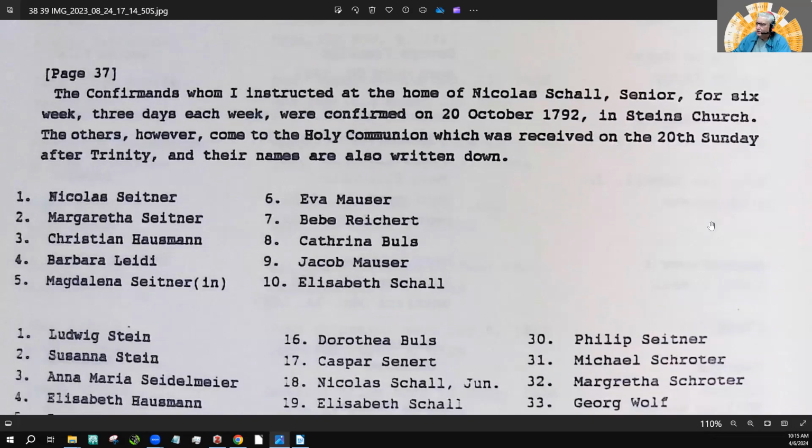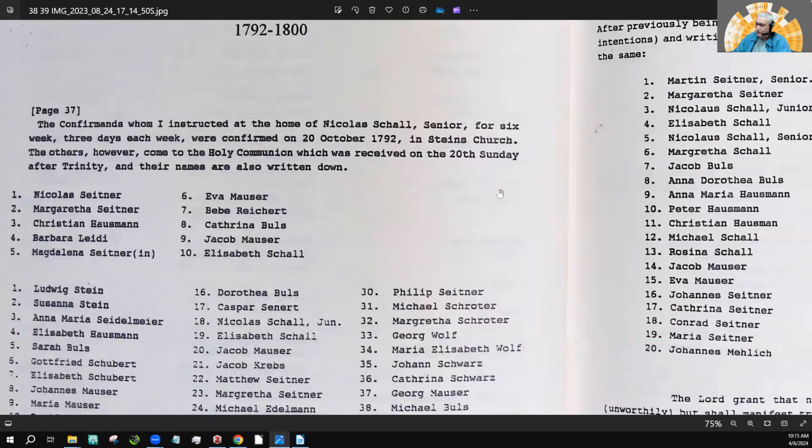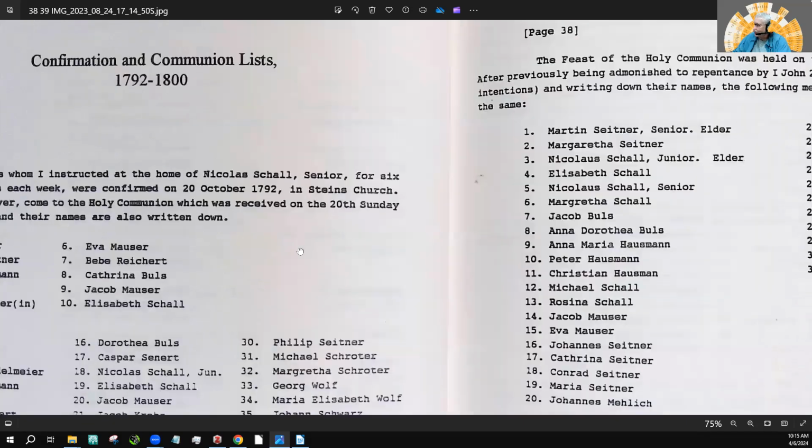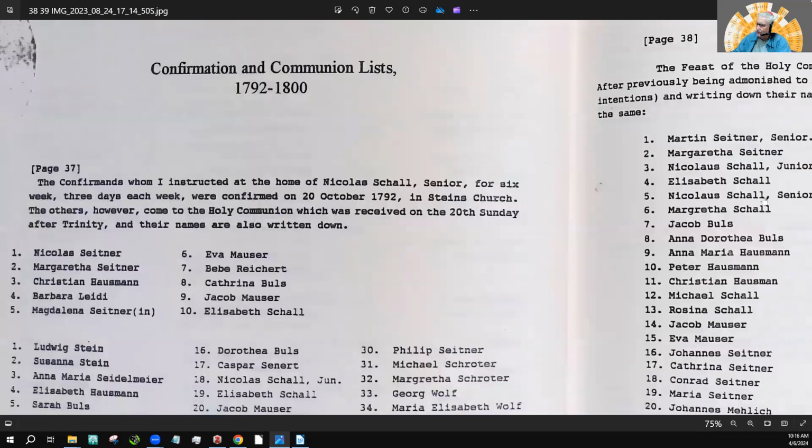Okay, so what do you do with the 20th Sunday after Trinity? Now, this is where a little bit of your Sunday school would help. Didn't help me a lot because I couldn't remember. I could remember Trinity, but I couldn't remember how to calculate this. And that's not the only one. Here's more. Received the same. This is held on the third Sunday of Advent, and so on. So what do you do with this?